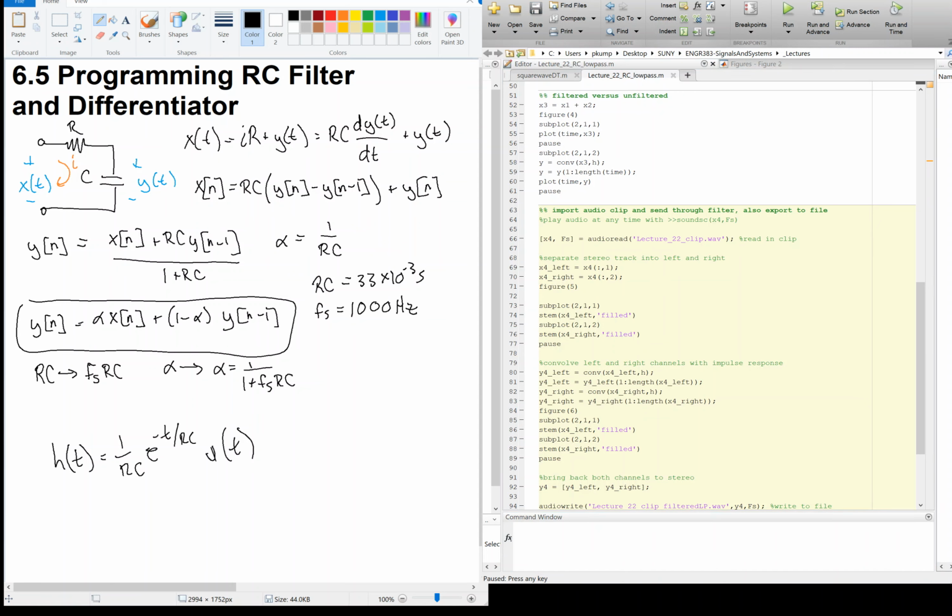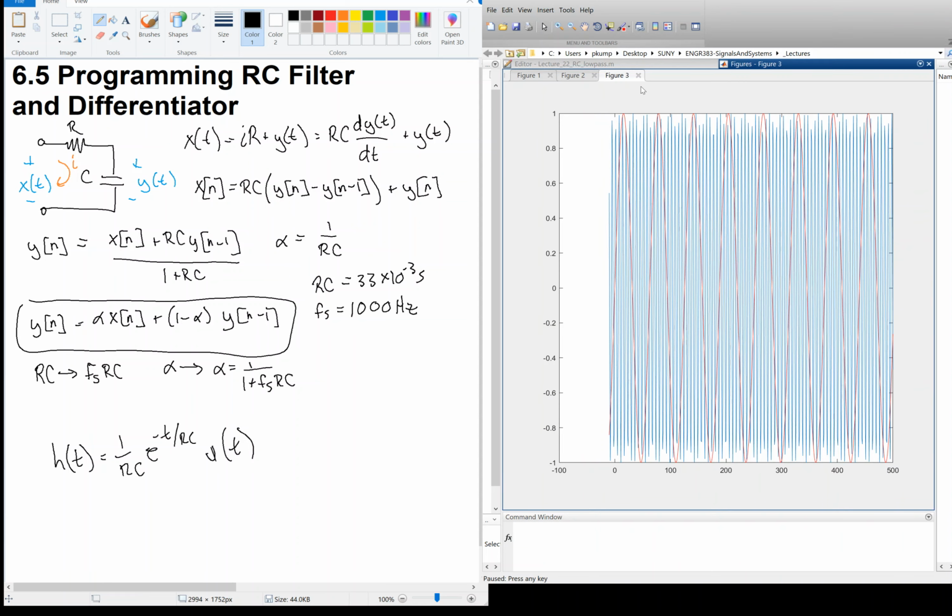Okay, so here is a plot of our two waveforms. So these are the two signals. We're gonna sum them up and then try to filter one from the other.